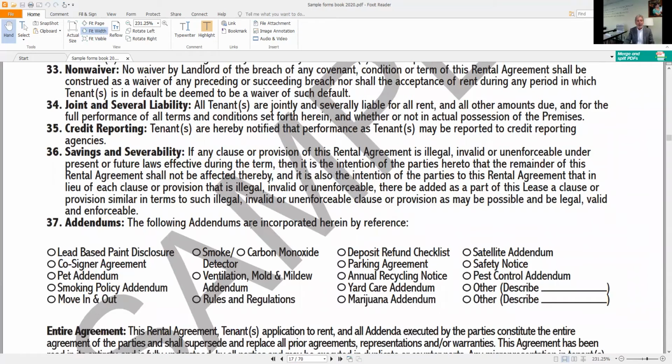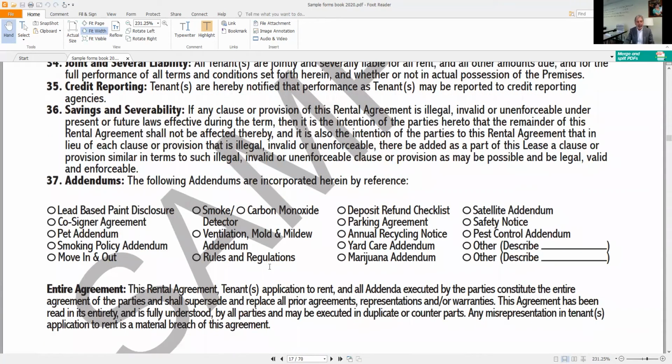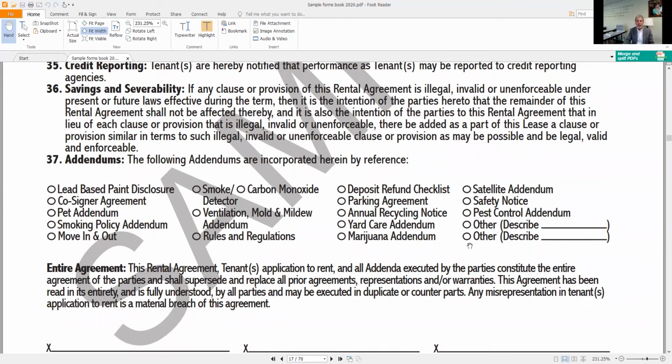Now, the last part of this is the addendums, and the addendums equal part of the entire agreement. So it's not a rental agreement plus addendums. Each of these that you decide to check become part of one agreement that would be used in any action to pursue cause on any of the items. So you're going to look through these. We've covered these in another video, and you want to mark the ones that you're going to add to your tenancy.